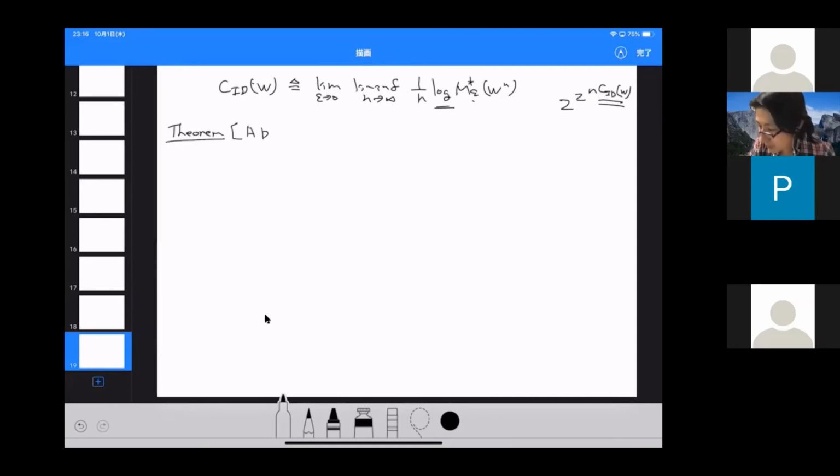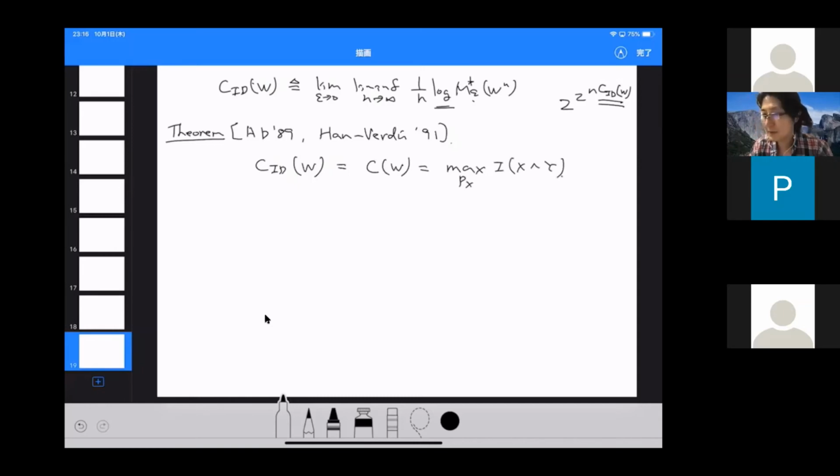So Ahlswede-Dueck '89, and also there is follow-up work by Han and Verdú '91. Okay, so they showed that the identification capacity is given by Shannon's channel capacity, this familiar quantity. Okay. So how do we prove this? This achievability part, this direction is not too difficult.